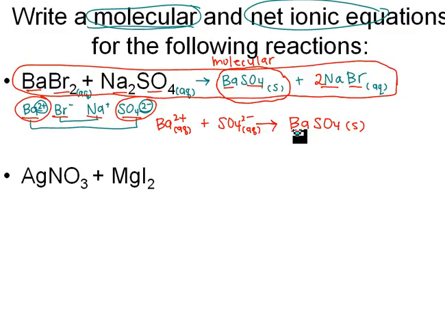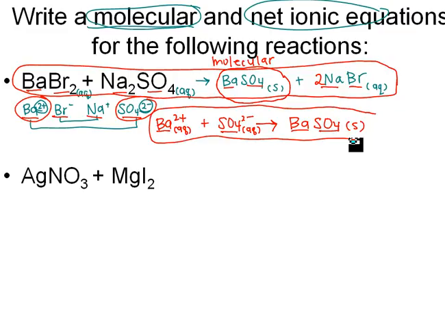You want to balance it. I have 1 barium, 1 barium, 1 sulfate, 1 sulfate. And this right here would become your net ionic equation. And you're good to go.